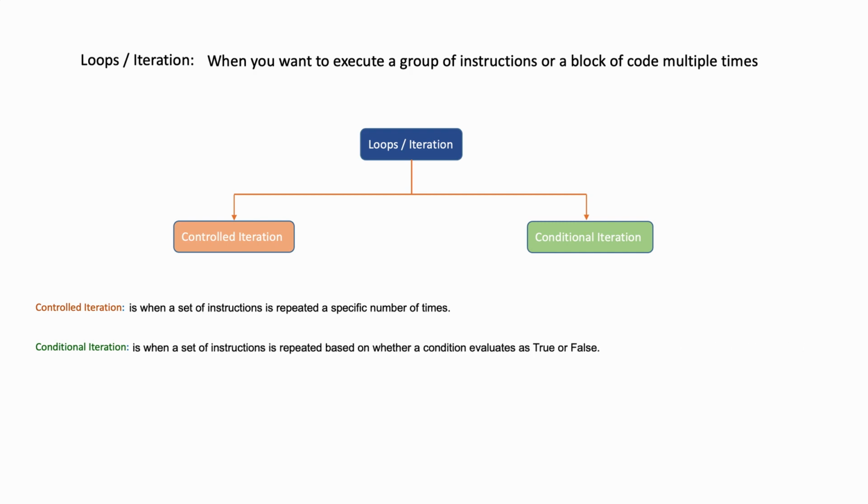Conditional iteration depends on the condition. A set of instructions is repeated based on the condition being true or false. Control iteration is when a set of instructions is repeated a specific number of times, and conditional iteration is when a set of instructions is repeated based on whether a condition evaluates to true or false. Of course, we looked at the do loop, which is a conditional iteration.